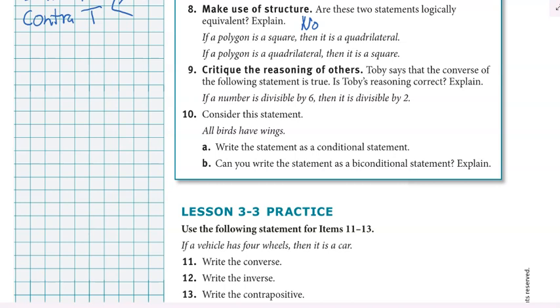So think of numbers that are divisible by 2: 2, 4, 6, 8, 10. Are all of those divisible by 6? No. Obviously we can provide a counterexample. So is Toby's reasoning correct? No, because a counterexample to that statement would be like 4.